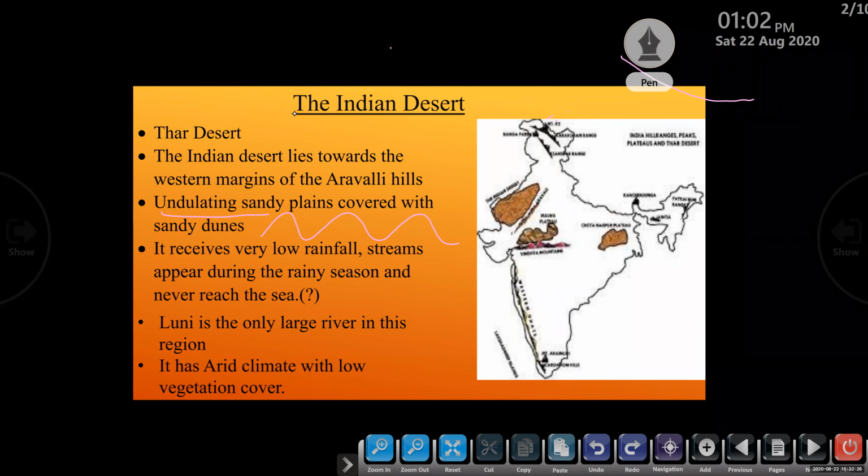And it is covered with sandy dunes. What is the meaning of sandy dunes? A small hill or mound of sand. So the Indian desert, or Thar desert, has undulating sandy plains and sandy dunes. Is this meaning clear, Ifa? Yes, ma'am. It is clear.